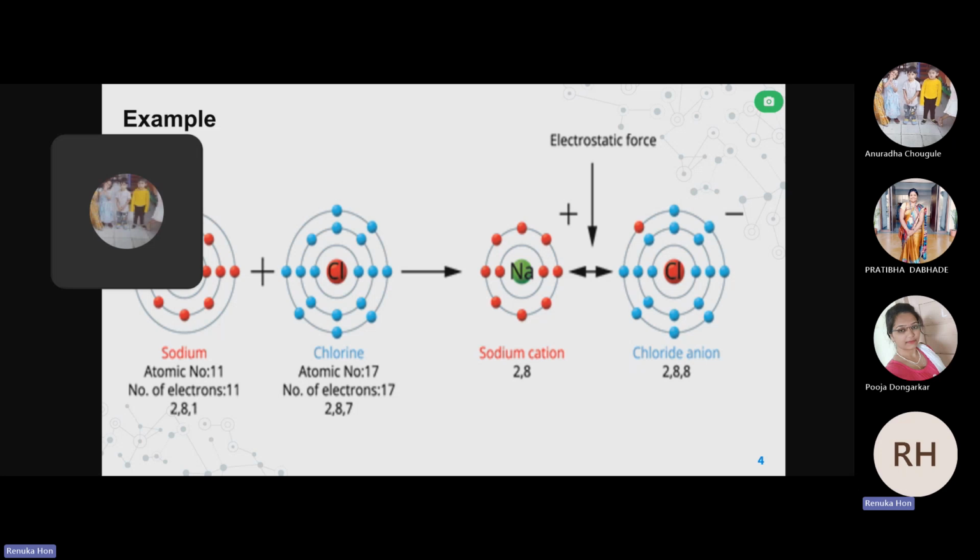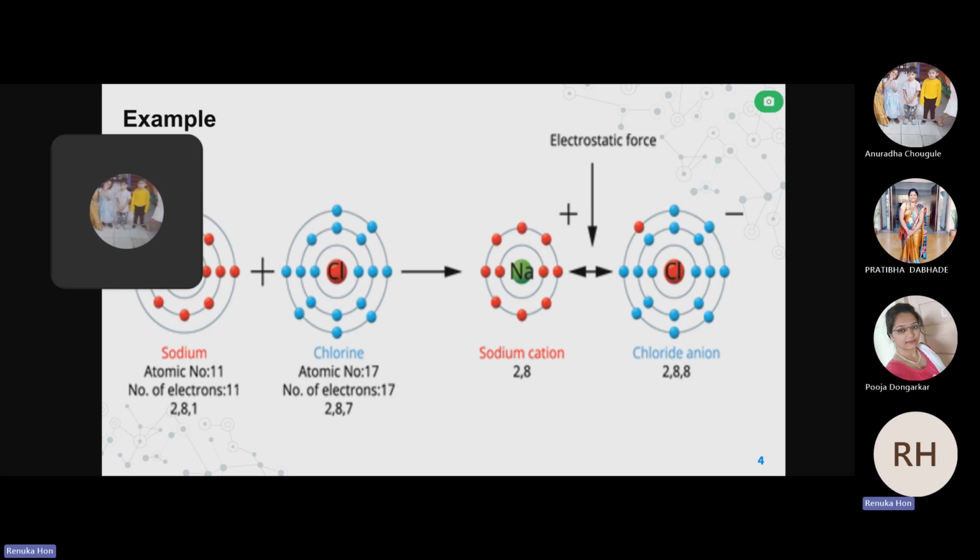If sodium gives the 1 electron which is present in its outermost shell, it means sodium donates the electron to chlorine to form sodium chloride. After that, we get sodium chloride as the product of the reaction. Sodium is in a stable octet, and chlorine is also converted into a stable octet, that is the chloride anion. Sodium donates 1 electron, that means its valency is 1, not 7.